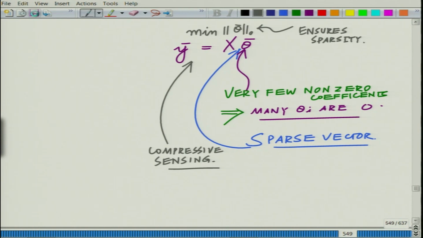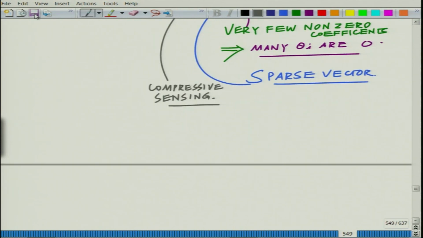Now, why is this termed compressive? This is a very big field. This is a very recent and path-breaking field with several algorithms.